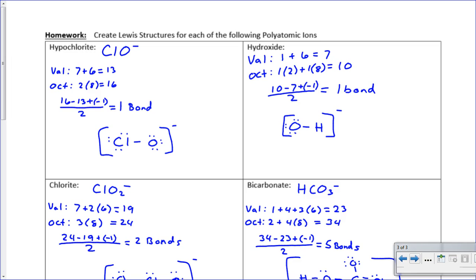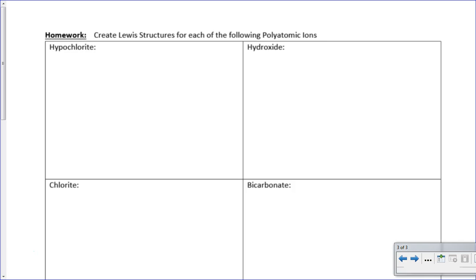All right, moving on to the actual examples here. Oops, got to clear these out too. So we'll start here with hypochlorite. Hypochlorite, if you look it up, has a formula of ClO minus. All right, so we'll do the valence. 7 from the chlorine, 6 from the oxygen. You should get 13.